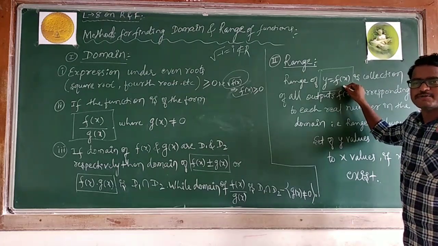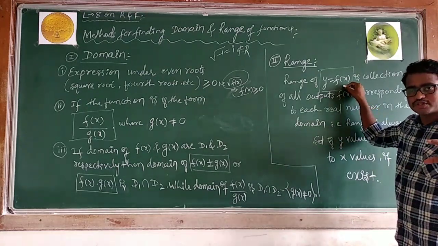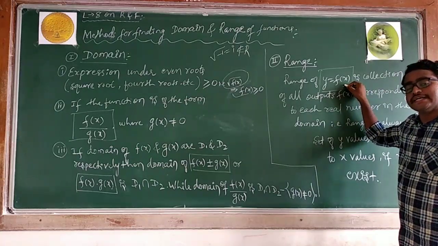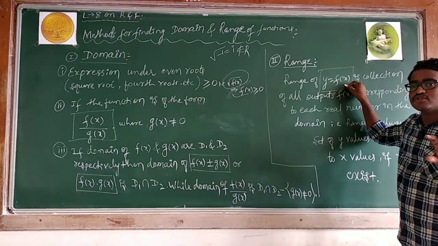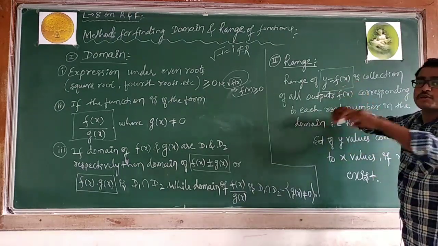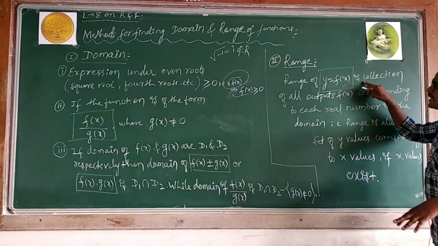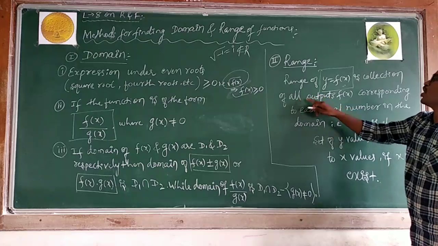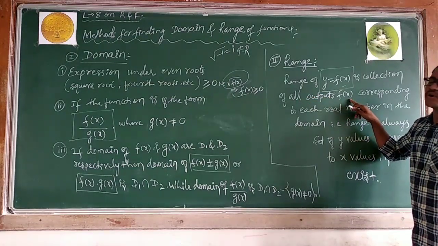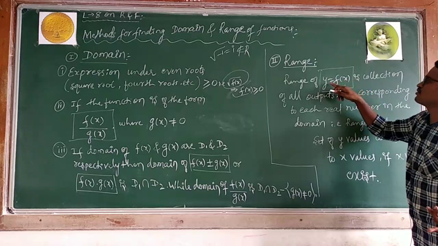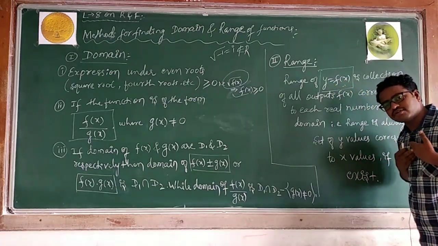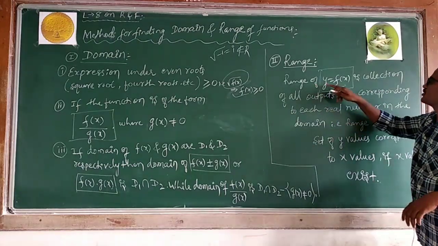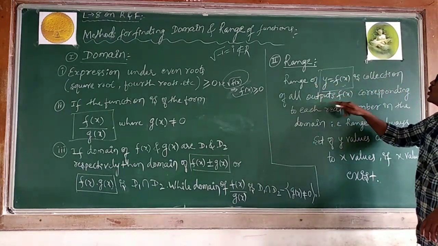f of x may be any function. f of x may be x, x square, x cube, the signum function, the sine function, the greatest integer function, the identity function, the modulus function. In that case, we will say the range of y is equal to f of x is the collection of all outputs of f of x. What is the output? When we take x values, which are input values, what we get as y values are the output values. Range is the collection of all outputs.